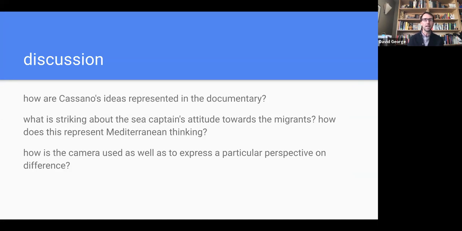And finally, I want you to think about how the camera is used as well to express a particular perspective on difference. So how does the camera engage difference? And this is not a question, but just something to think about: also think about the way in which the camera ultimately ends up representing the sea as a surface.